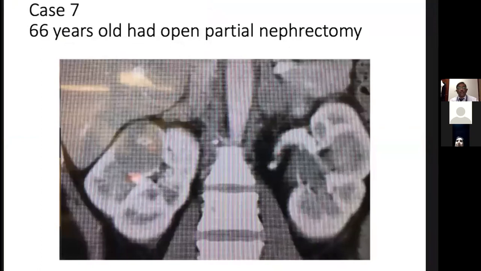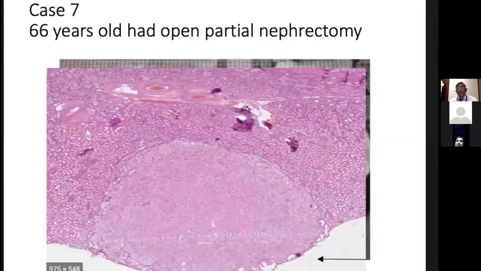This is another patient who had a significantly endophytic, almost completely endophytic tumor here. And again, we did an open partial nephrectomy, and it is almost impinging upon the hilum. We were able to take it out clear. However, once we took it out, the frozen was negative, but this patient has a positive surgical margin, as you can see.